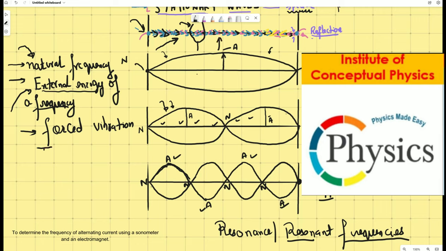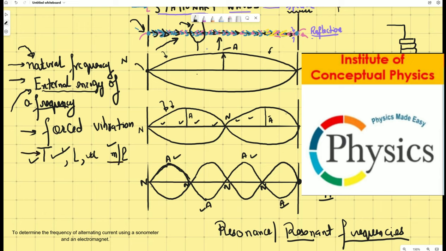At a certain condition, if the wire has a level of tension, so tension is very important in a sonometer experiment, because you would have seen some weights hanging on the right hand side. There are some weights hanging like this, right? So they decide the tension in the wire. The tension in the wire, the length of the wire, the material of the wire, there is a concept of mass density, which is the mass per unit length of the wire. All these points decide the natural frequency of the wire.